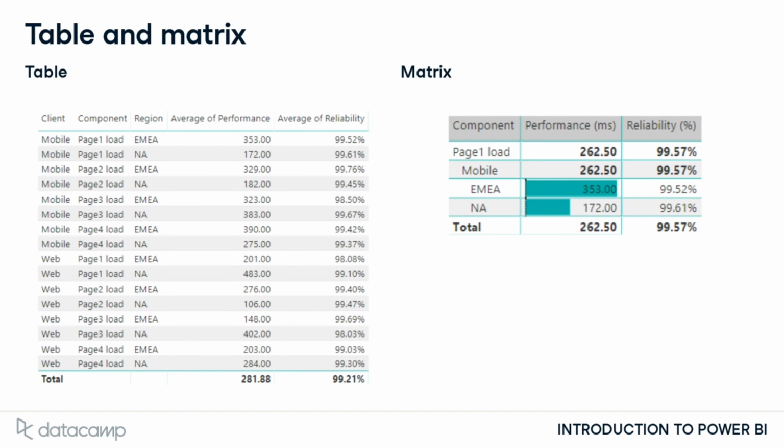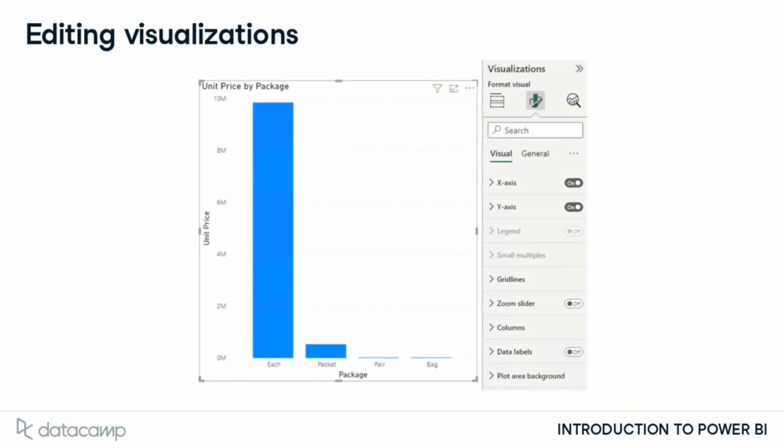A table is a grid that contains related data in a logical series of rows and columns. It may also contain headers and a row at the bottom for totals. A matrix is similar to a table in that it is made up of rows and columns. However, a matrix can be collapsed and expanded by rows and/or columns. In the example, you can see that we expanded the data to focus on region for mobile loads of page 1. All the charts we just discussed can be edited using the options included in the paintbrush. We'll take a closer look at how to do that in the next video.